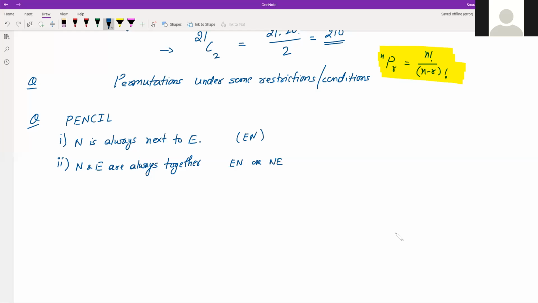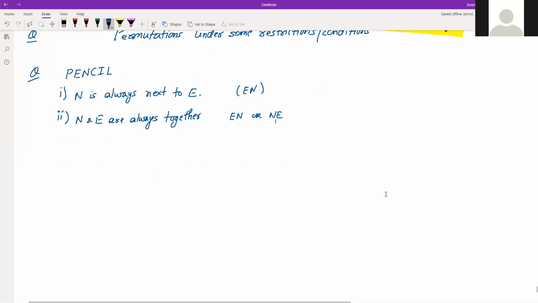More and more restrictions, you impose more and more restrictions, there will be fewer combinations or fewer arrangements as well. So this is the question. I'll solve this for you, and from the next question onwards, you try to solve it, getting a hint from this on how to solve it.